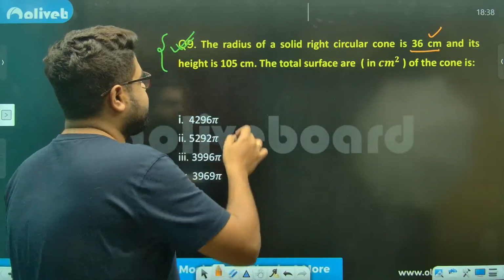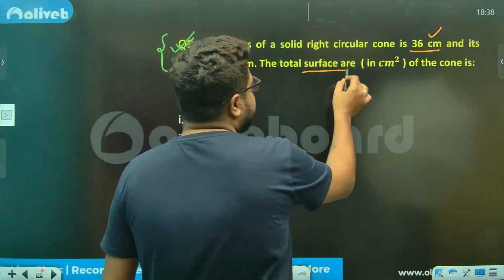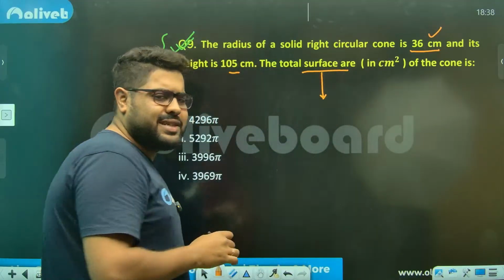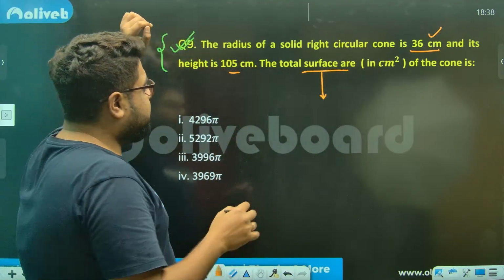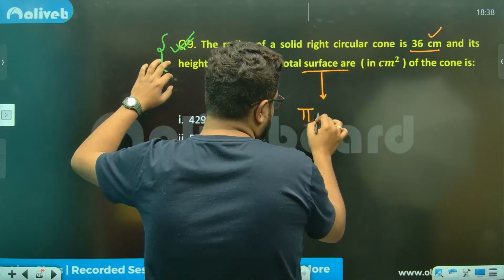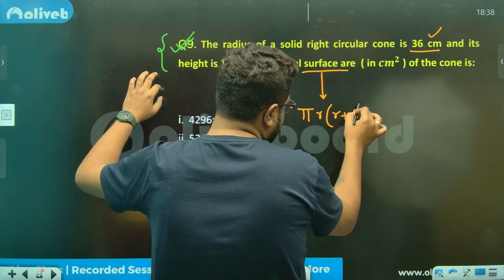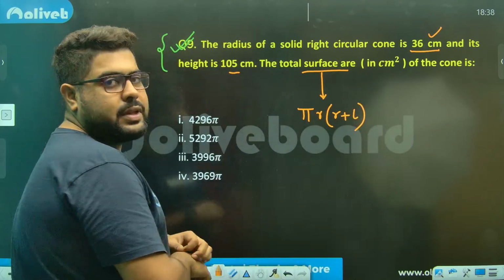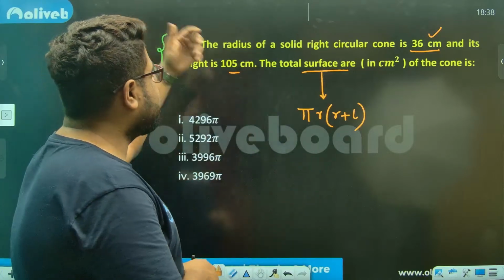And its height is given. Total surface area they are asking. It's just a formula, sir: pi r into (r plus L). That's the formula, sir. Let's work it out.